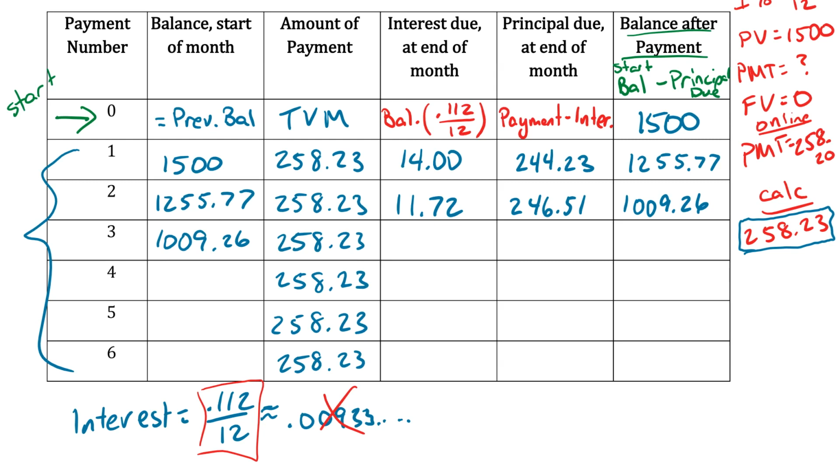The interest due is going to be that balance times 0.112 over 12. If you put that in your calculator, that's going to come out to $9.42. Then we're going to subtract these two numbers. That's going to give us 248.81. And then we're going to take the balance minus the principal due, and that's going to give us $760.45. That's what goes in our last column.